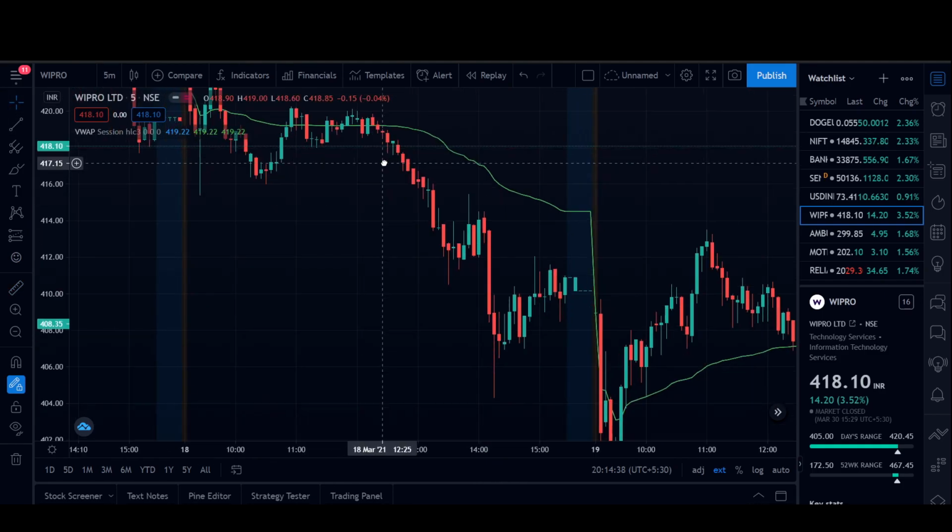So when the price breaks the VWAP and stays there, wait for 1 or 2 candlesticks to form, and when it stays there, then you take your trade. Not when it's just roaming around here. As we can see, it's roaming around, and we do not want to take trades in this area.